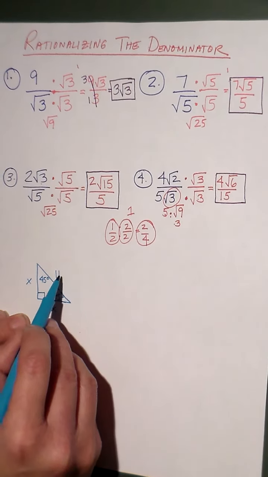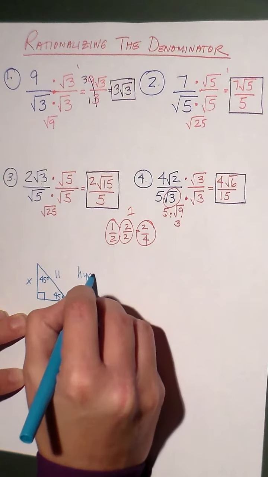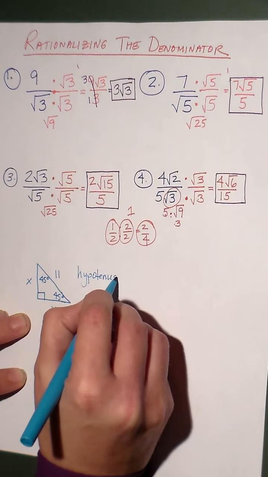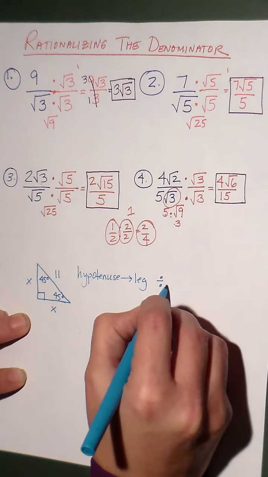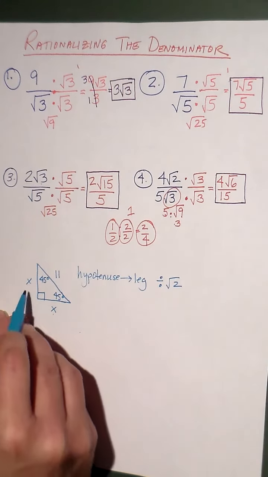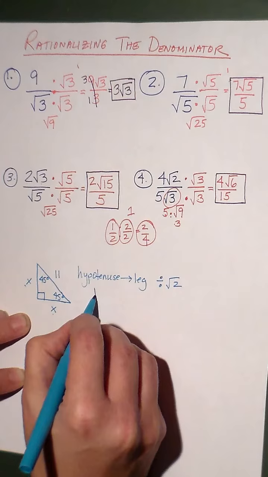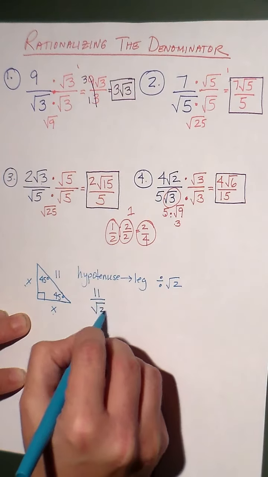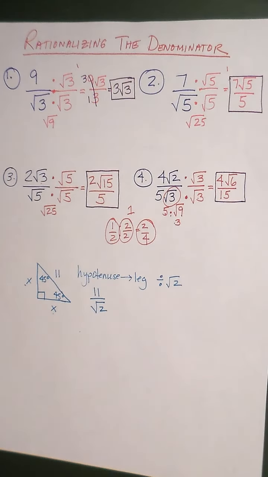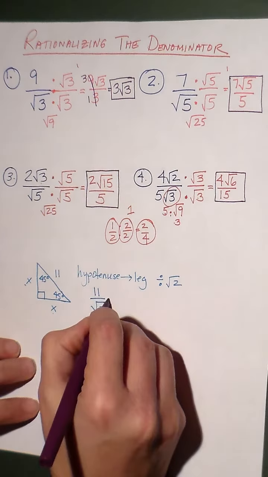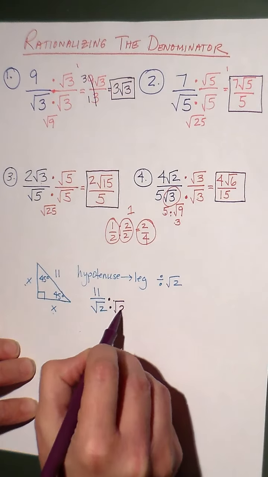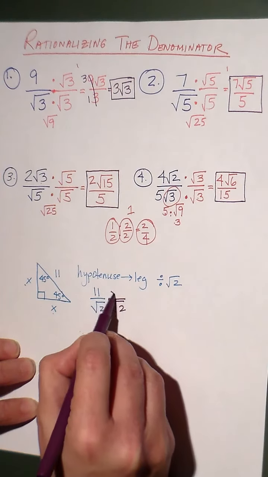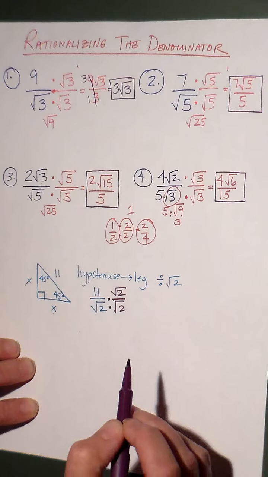But when you go from hypotenuse backwards, when you go from hypotenuse back to leg, you're going to be dividing by the square root of 2. So to find these two guys, which I know are the same, it's going to be 11 divided by the square root of 2. So you see how that creates a situation where I have to rationalize the denominator. So I have square root of 2 on the bottom, so I'm going to multiply by square root of 2, and I'm going to multiply by square root of 2 on the top.